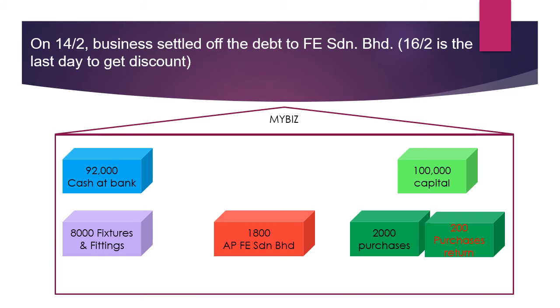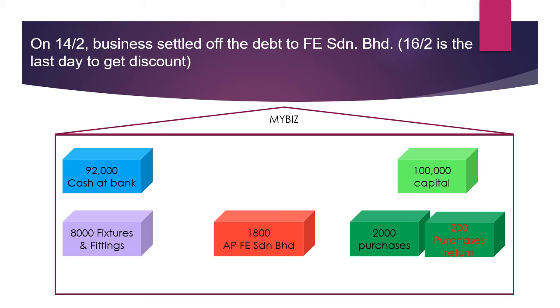So if you are eligible for a 5% discount, you need to multiply 5% with 1,800 ringgit. That is the amount you owe to APF Islam Berhad. So when you multiply 1,800 ringgit with 5%, you will get 90 ringgit.